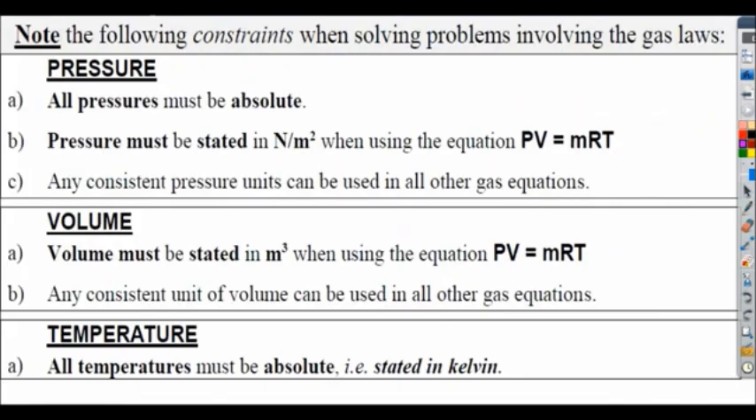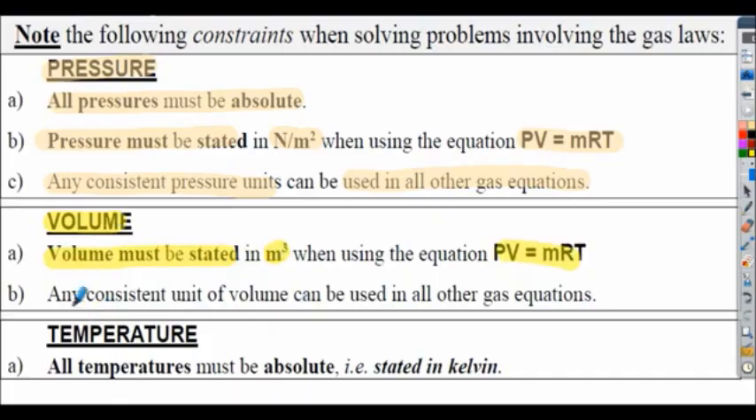Again, just to reiterate what I stated at the beginning of the presentation, when using the gas laws, all pressures must be absolute, and pressure must be stated in terms of Newton per metre squared when using the perfect gas law, but any consistent pressure units can be used in all the other gas equations and laws. Volume must be stated in meters cubed when using the perfect gas law, but any consistent unit of volume can be used with the other gas laws or equations. Now as for temperature, all temperatures without exception must be absolute when using any gas law, and that means they're stated in Kelvin.